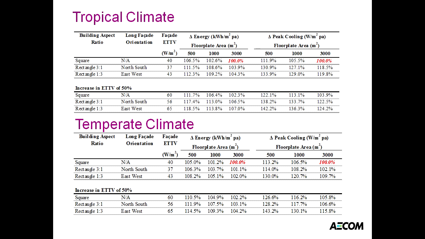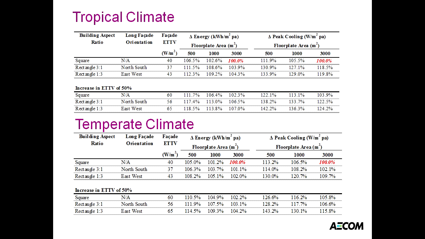We basically had a building aspect ratio square, a rectangular 3:1, and a rectangular 1:3 with a long facade orientation, and then we had a facade ETTV of about 40, which is the Green Mark Platinum. And that gave us some energy numbers. And what we've done is we've actually referred it all back to the 3,000 square metre model for a square. And you can see we've modelled a 3,000 square metre model, a 1,000 and a 500 square metre floor plate. And the reason to do that is to see what impact that size of floor plate actually has on your building.